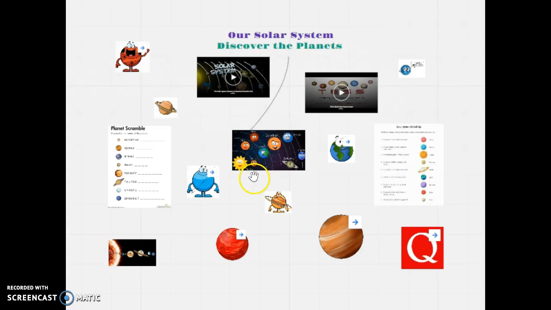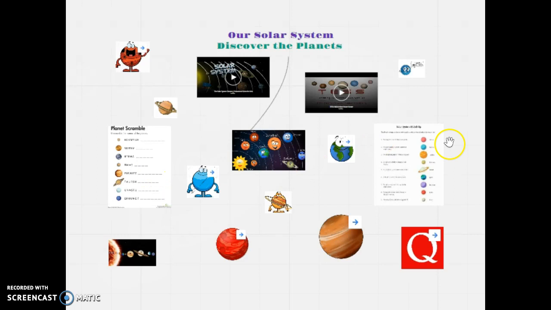I have a couple of images in here that just reiterate the names of the planets and their relationship in the solar system, and one over here that's blank that would help us practice the names and the relationship to the sun. Then I also have a couple of interactive activities.